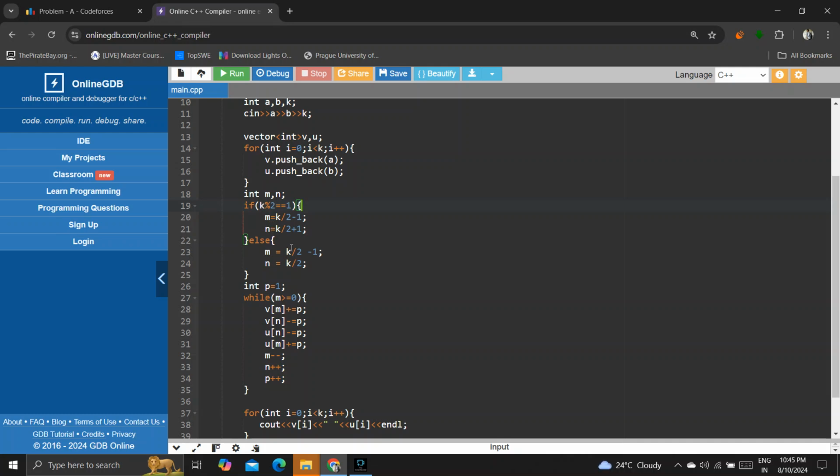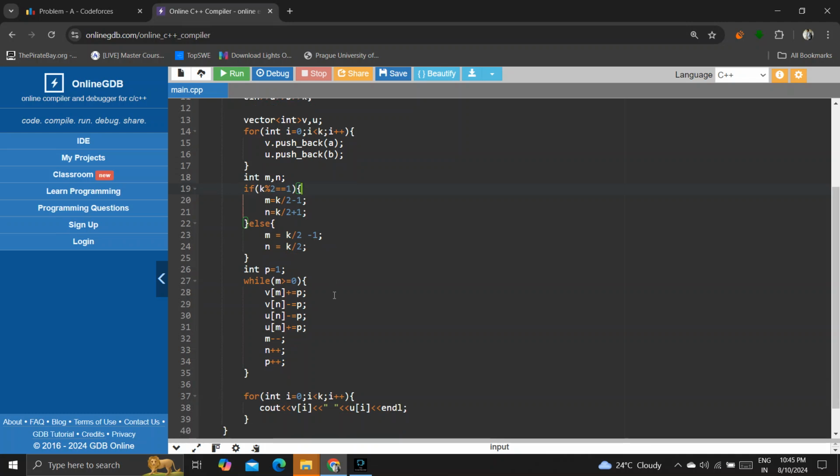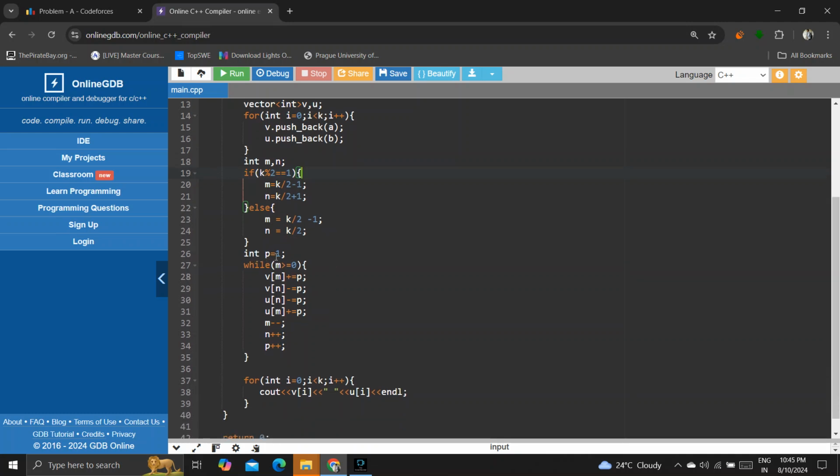Okay. Else, if an even number is there, then what I will do is k divided by 2. Suppose 4 is there, so 4 divided by 2 would be 2, and 2 minus 1 would be 1. That is the first index, and n is k divided by 2, that is 4 divided by 2, which is 2. So I have taken the first and second index, right? Now what I will do, int p is equal to 1.